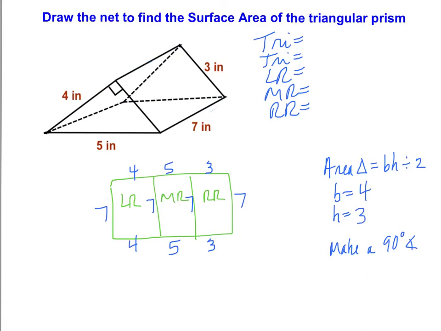Well, if 4 is the base, and we already said it is, we're going to connect it to this rectangle right here. So here's my 4, which is the base. And remember, my height makes a right angle. So when I go to draw the height, I've got to make a straight line. And then I make my hypotenuse. That's that diagonal, that slanted line. And if 3 is my height, here's my 3.